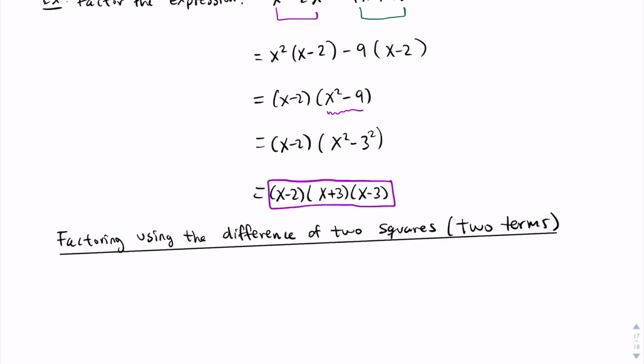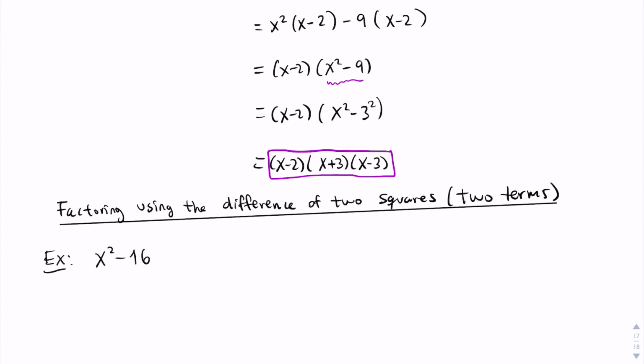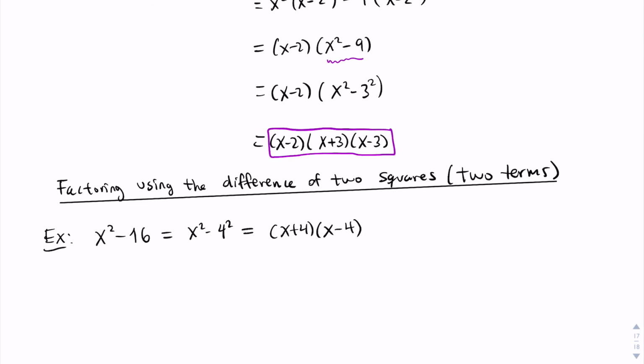So here's an example for something like that. How do you factor x squared minus 16? This will be x squared minus 4 squared, so it will be x plus 4 times x minus 4. Perfect. And there's nothing else you can do after that.